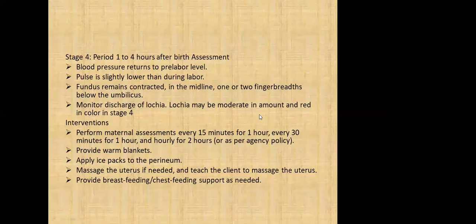Any question on the stages of labor? If you have a question, if you have an input, you can bring it up, and then we quickly do our questions from there. We'll go into the other things we need to do.